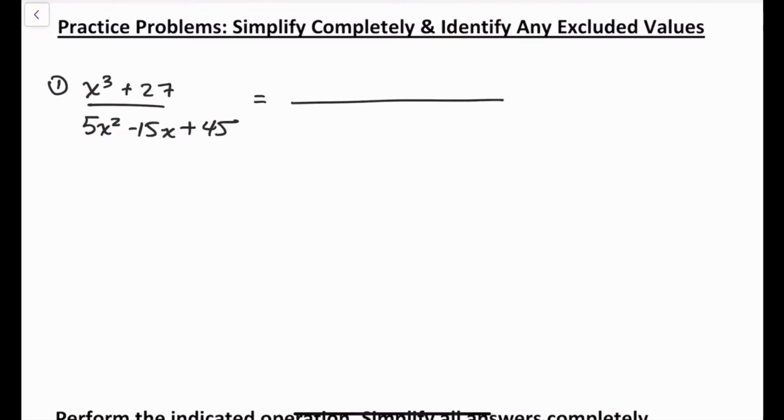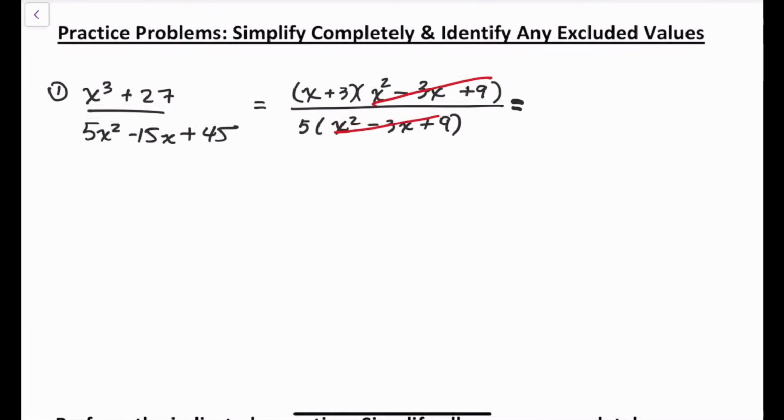So the first three problems, you're just asked to simplify and identify any excluded values. So when we simplify, we need to factor the numerator and the denominator. The numerator is a perfect cube, so we'll go ahead and factor that. And then the denominator, we want to take out the GCF. Always look for that first. And then we can factor the denominator. And those two trinomials will cancel out or simplify. So we're left with x plus 3 all over 5.